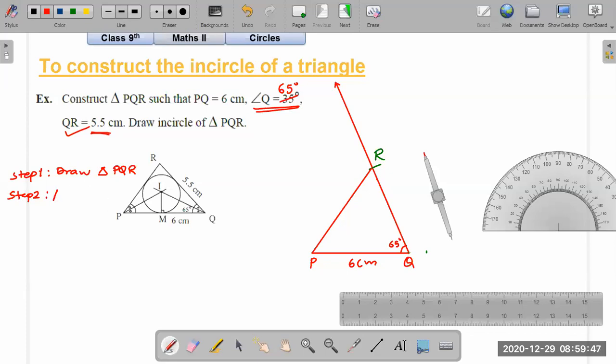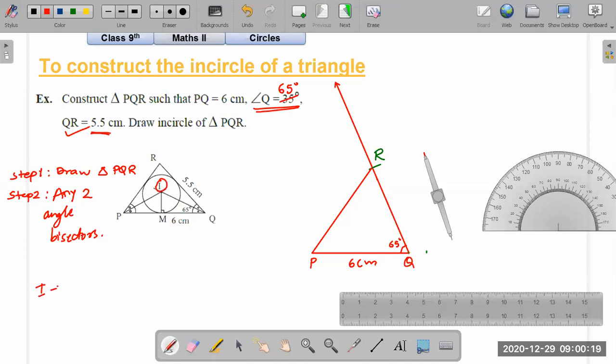We require angle bisectors. So step two is to draw any two angle bisectors. Any two angle bisectors, okay? You can choose any two angles and draw angle bisectors. The point where the angle bisectors meet is denoted by I, you can see here, that is I, the center of that circle, also called the incenter.